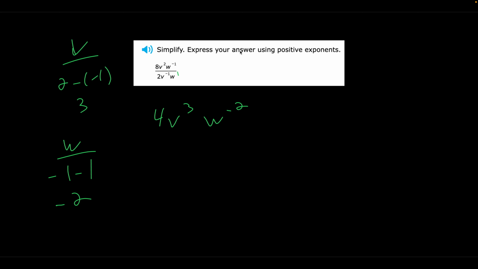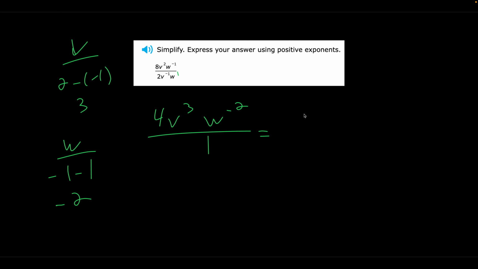And it says to write your answer with positive exponents only, no negative exponents. We don't normally leave negative exponents. So how do you make this exponent positive? Well, we should know already from the previous lesson that the way we make exponents positive is we switch it from top to bottom or bottom to top. So in this case, this is all over 1.